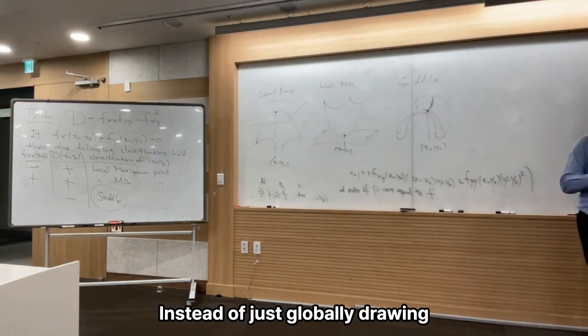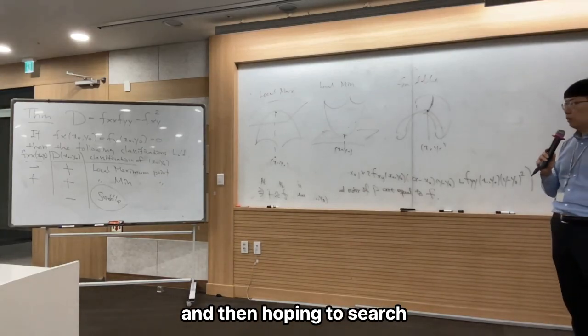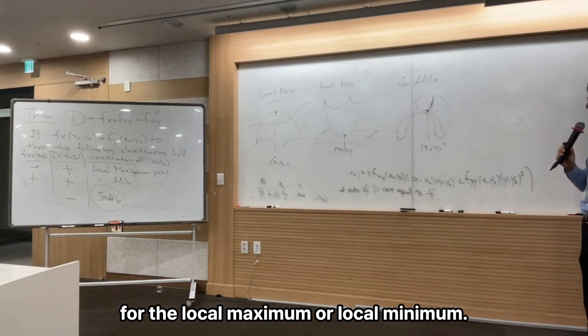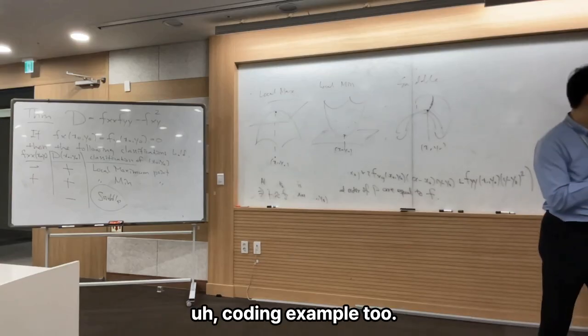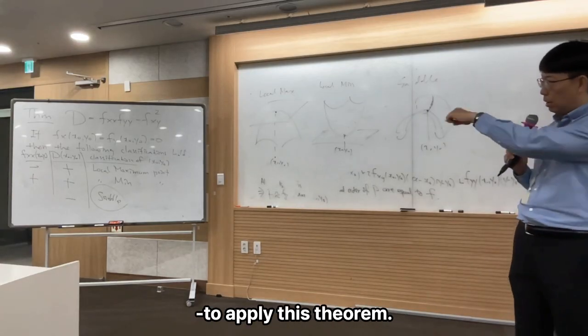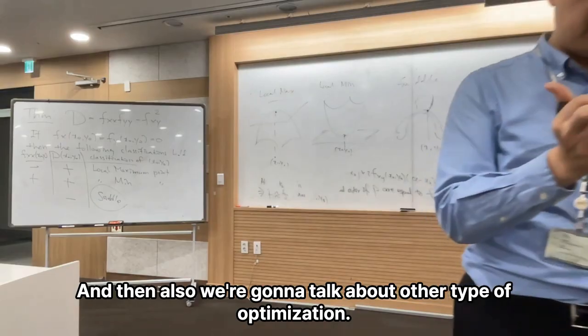Instead of just drawing all the points randomly and hoping to search for the local maximum or local minimum. Maybe tomorrow I'll give you some coding examples to apply this theorem, and then we're also going to talk about other types of optimization.